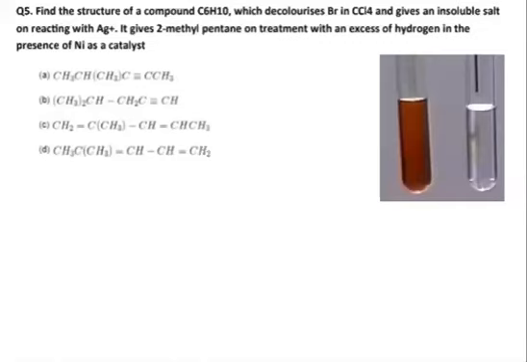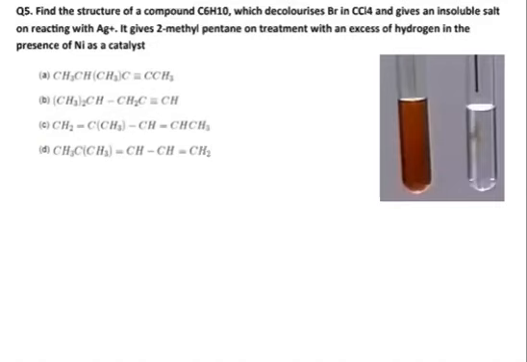So this particular question, we can divide it into 3 sections. In the first section, we will be dealing with the reaction of this hydrocarbon C6H10 with bromine and CCl4.